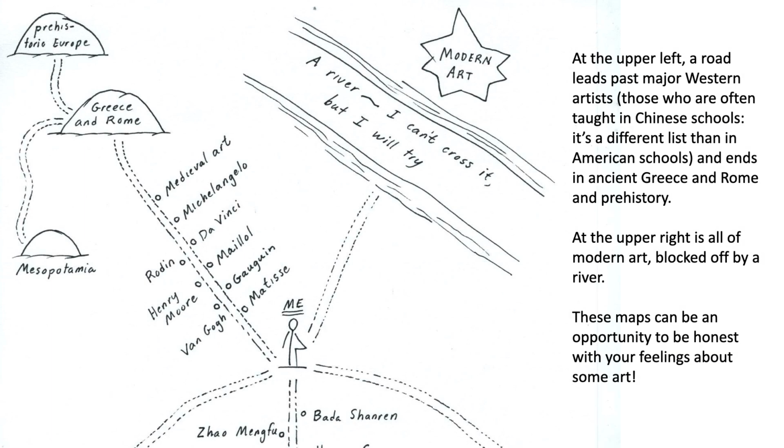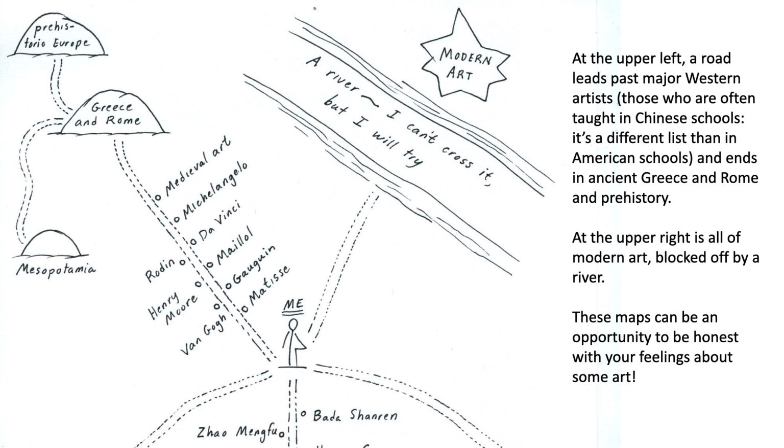At the upper left, there's a road that leads past major Western artists and ends up in Greece and Rome, and up in the corner there, prehistoric Europe and Mesopotamia. It's a little strange, but that's the idea that she had. The artists on the road, like Matisse, Gauguin, Millet, Da Vinci, are a kind of canon of artists that is familiar in some Chinese institutions because they're often taught in Chinese schools. It's a different list of artists than you would find in North American schools. It's a product of the first generations of Chinese artists that went to Paris to study in the 1920s, and they've had an influence on Chinese teaching.